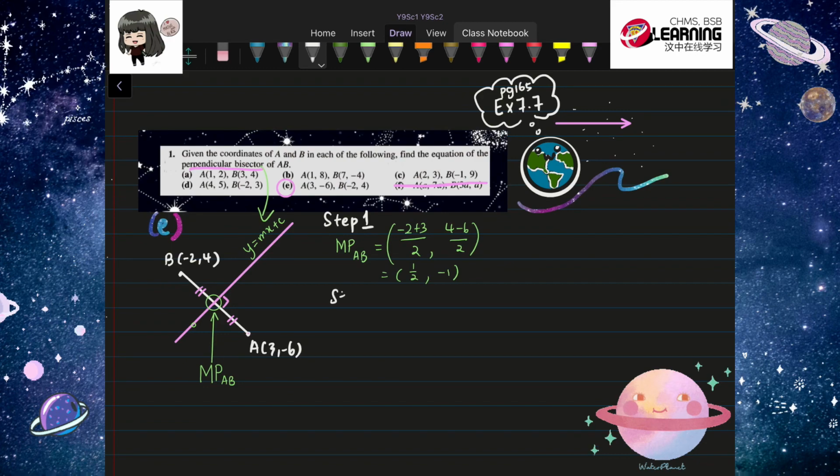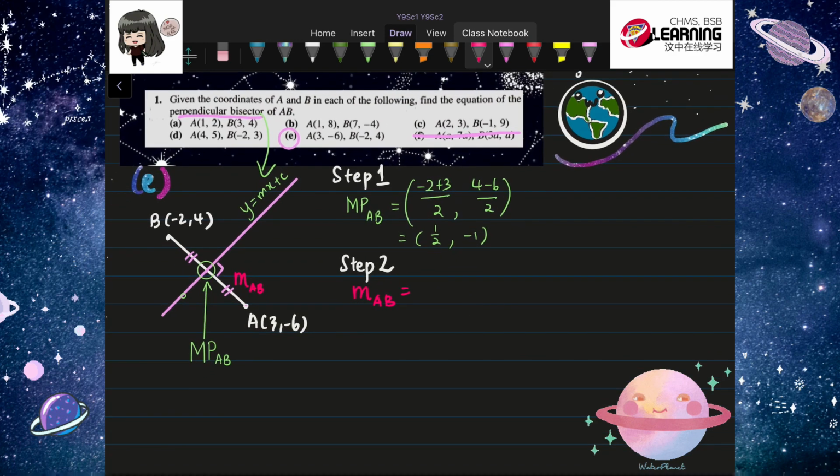After I find the midpoint, my step 2 is to find the gradient. So I will find the gradient of AB first. Gradient of AB is y2 minus y1 over x2 minus x1. Minus negative 6 becomes plus, and then negative 2 minus 3. So this one becomes negative 2. So my gradient AB is negative 2.